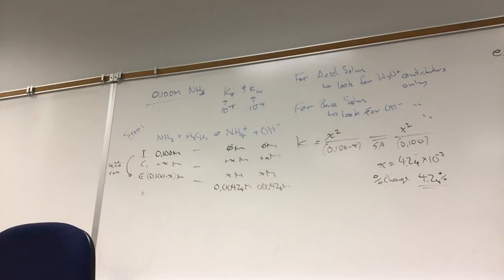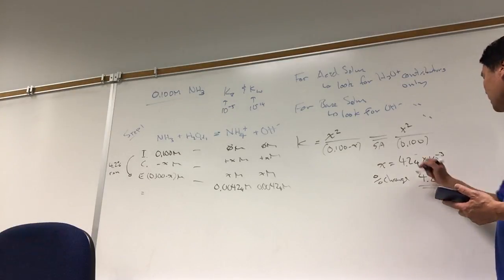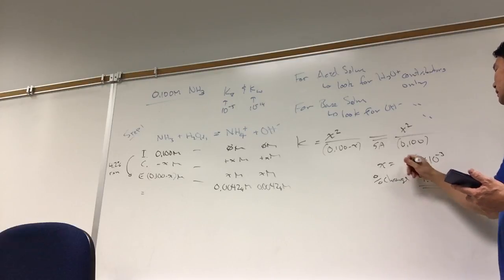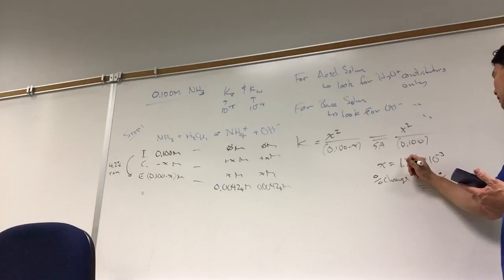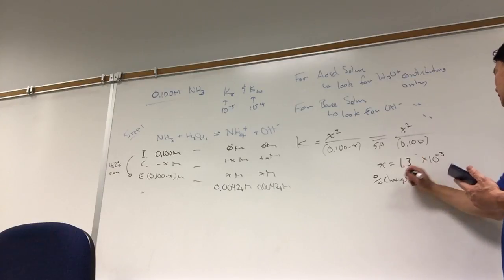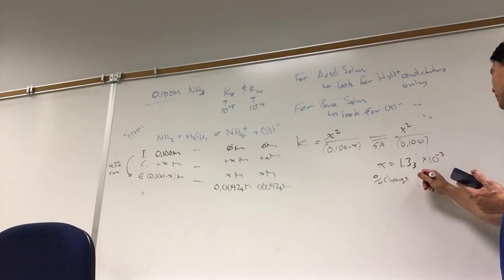You took the square root of 1.8 times 10 to the minus 5? 1.8 times 10 to the negative 6, because you have to multiply it by 0.1. Oh, right, by 0.1. Okay, sorry. That's right. 1.3 times 10 to the negative, okay, give me one more digit. 1.33. Okay, and so the percent change is 1.33%.